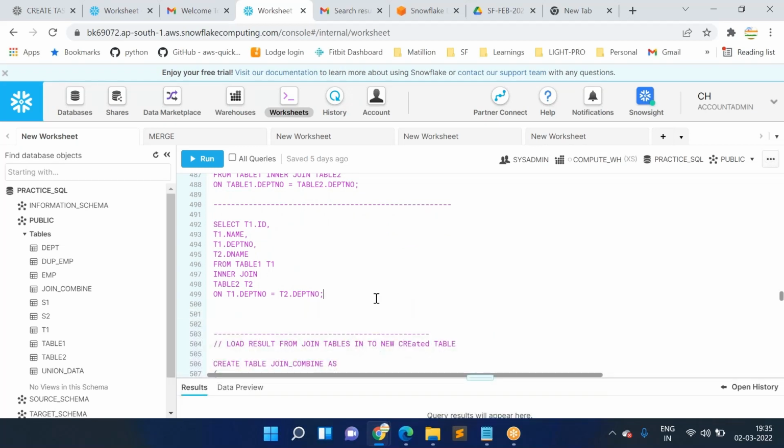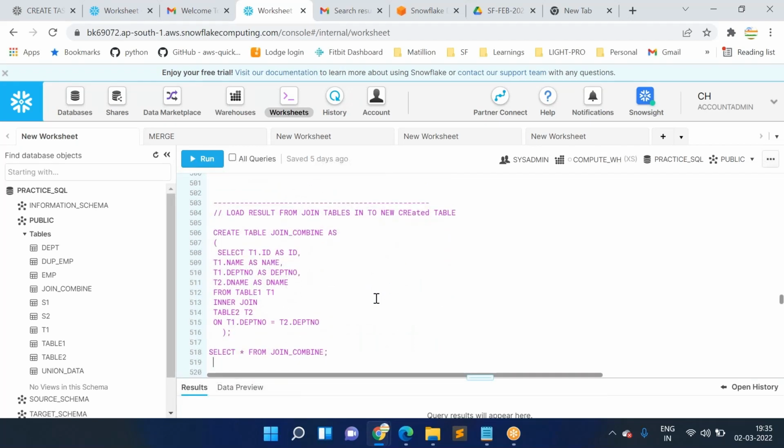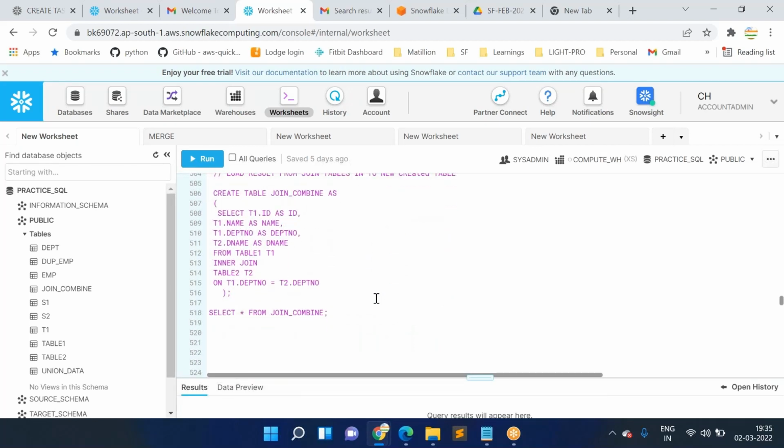So we created two tables for the inner join. Table 1 has some set of data and table 2 also has some set of data. We join table 1 and table 2 with the help of a common column, and we try to fetch data between those two tables. Those are all the points we discussed. We got some idea on joins.